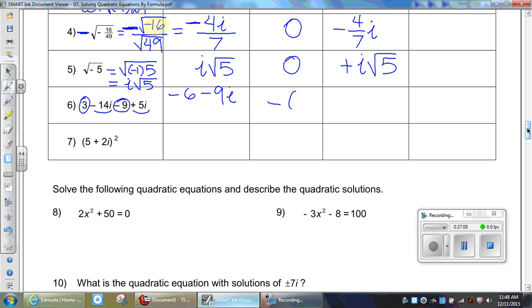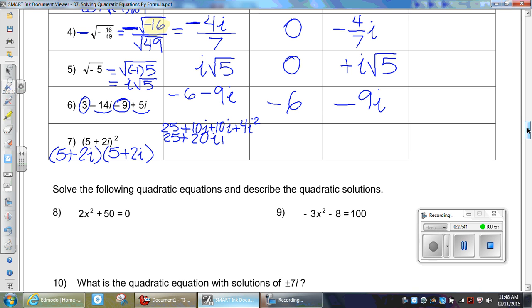So the real part is negative 6, the imaginary is negative 9i. Now the last one, we're actually going to be multiplying 5 plus 2i times itself. And so when we do this, we will obtain 25 plus 10i plus 10i plus 4i squared. So this is 25 plus 20i, if we combine the two terms in the middle.